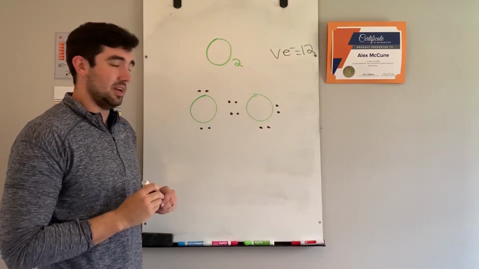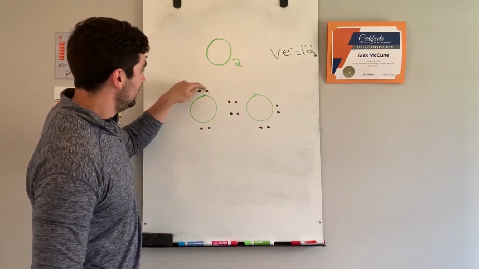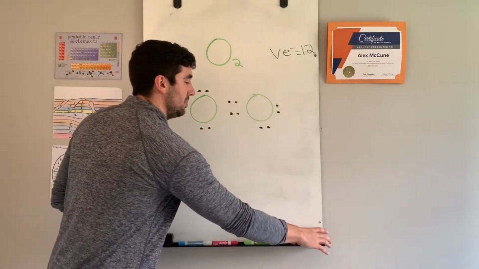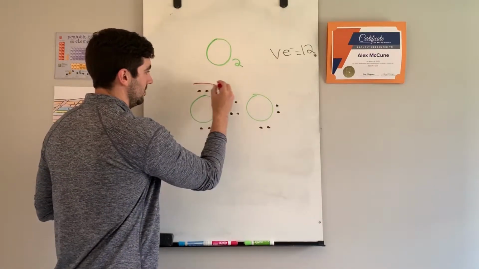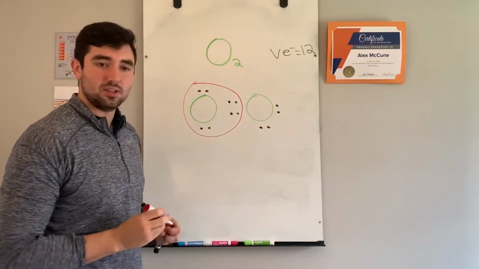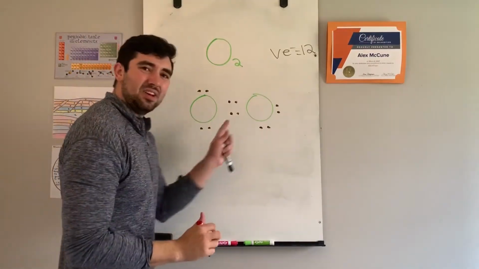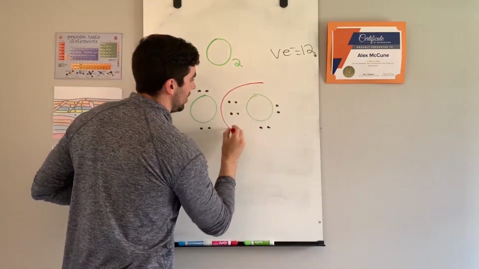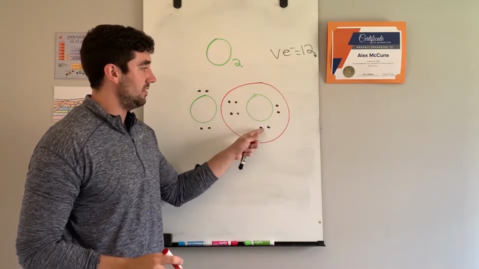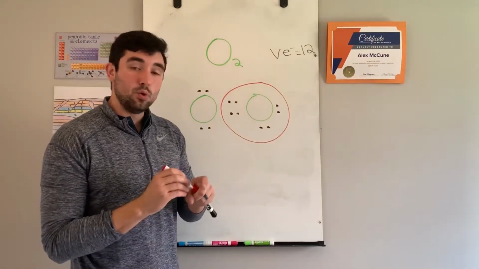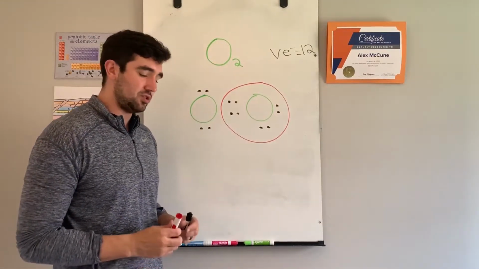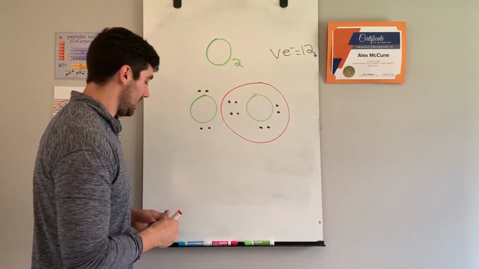Now, if I look at this, I have 1, 2, 3, 4, 5, 6, 7, 8 electrons that are all being used by this oxygen right here. All 8 of those electrons are being used by oxygen, fulfilling its octet. And if I look at this oxygen, I can circle all of its electrons, and I can see that it has 1, 2, 3, 4, 5, 6, 7, 8. Now, in order for both the oxygens to fulfill their octet, they had to share 2 pairs of electrons. That created a double bond.